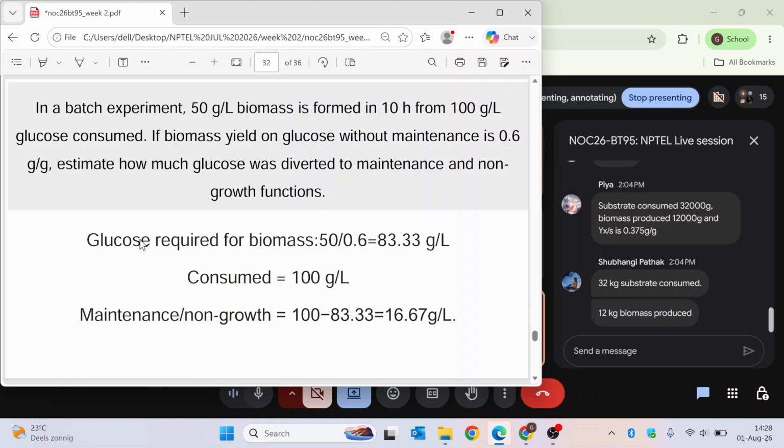Glucose required for biomass is 50 divided by 0.6, which is, for 50 gram of biomass with the yield of 0.6 gram per gram, you would have needed 83.33 grams of glucose, but 100 grams was actually consumed, so the remaining 16 grams should have gone to the maintenance or non-growth related functions. This is a relatively simple question.